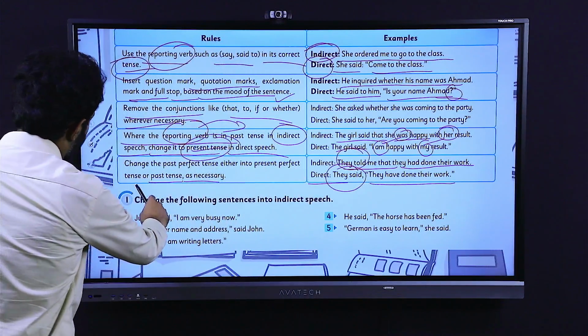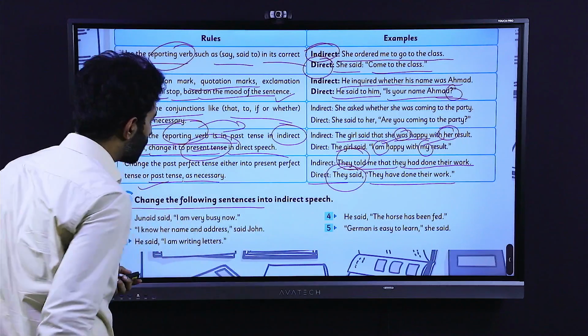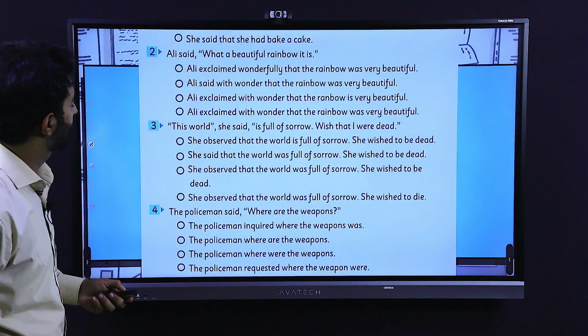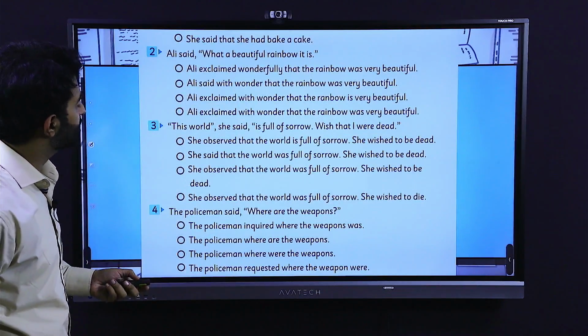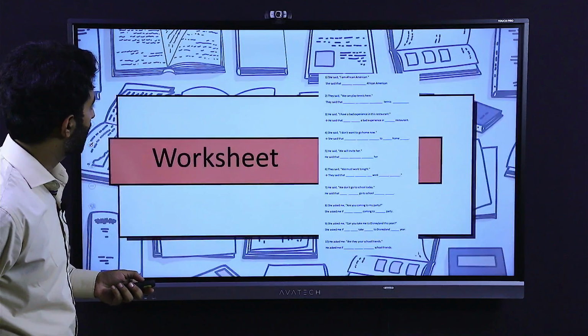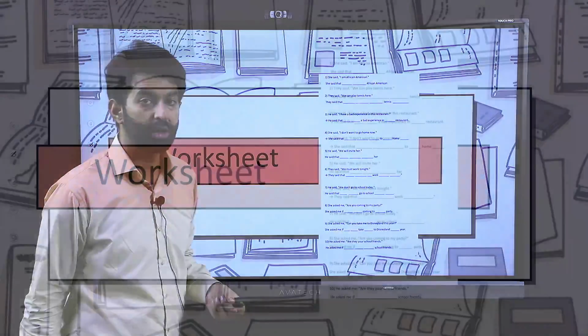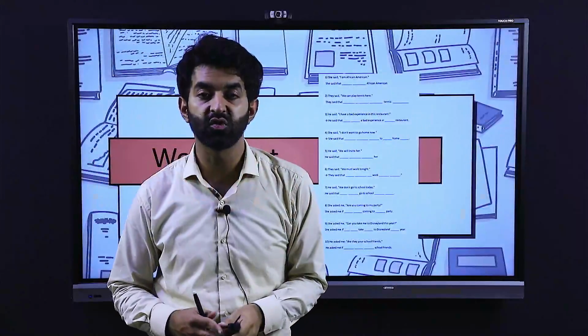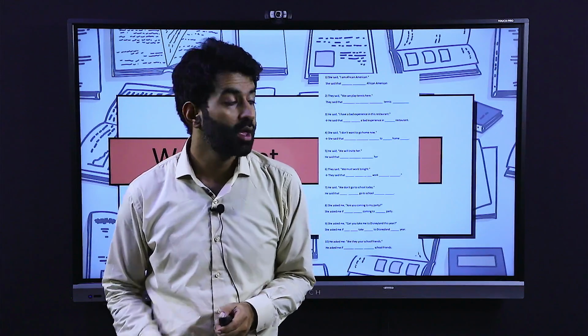Now, you have to take a break, pause for a moment, and solve these given sentences. And all these activities are also given where you have to solve them according to the question. You can find it in the book as well. Here is your worksheet for which you have to change the direct sentences, that is direct speech, into indirect speech for your practice. Thank you, students.